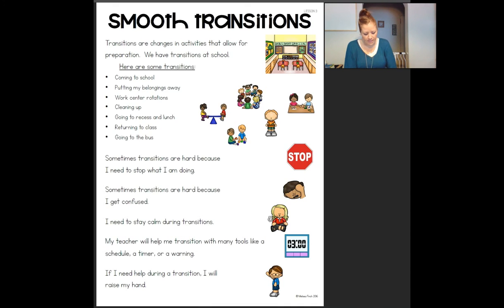Is going to the bus a transition, or going to the car because you have an appointment? Is going to the bus or a car a transition? Yes, you are using that car to transition to your next activity or your next appointment, right? Yes, going to the bus and going to the car is a transition.